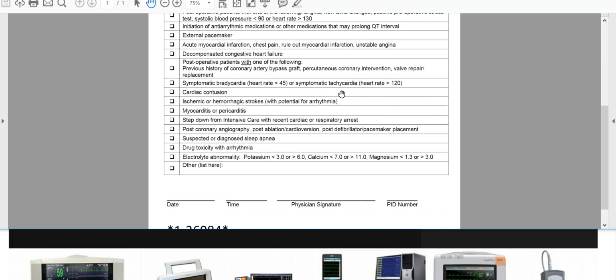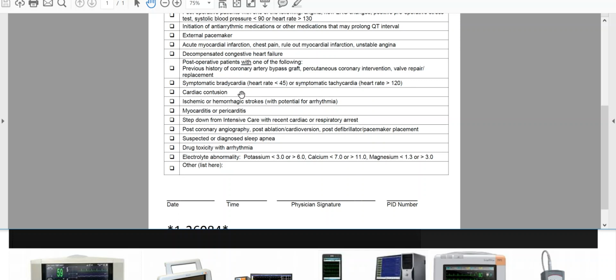Whenever we give medications for the purpose of controlling cardiac rhythms that prolong the QT interval, it's important to consider having them on telemetry. Anybody that has a pacemaker that's applied to their chest wall, called a transcutaneous or external pacemaker, should be on telemetry. Clients who are experiencing acute coronary syndrome should be on telemetry or in the intensive care setting. And clients who are experiencing decompensated heart failure.